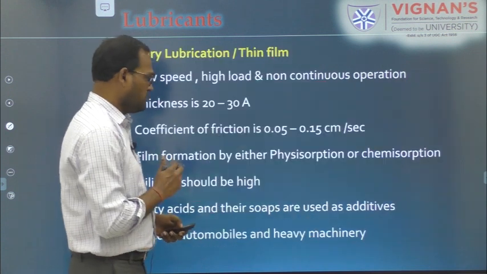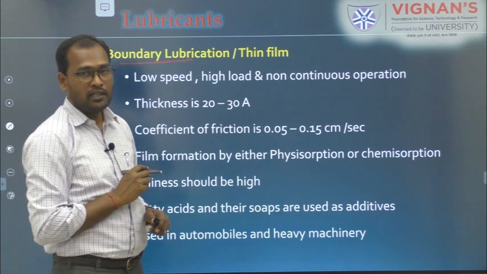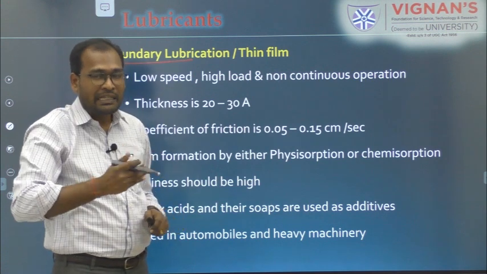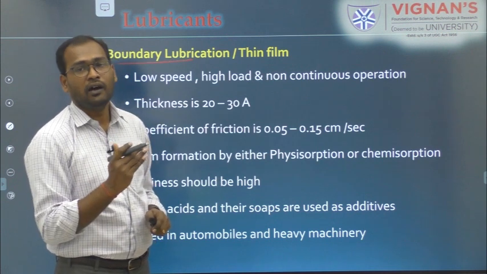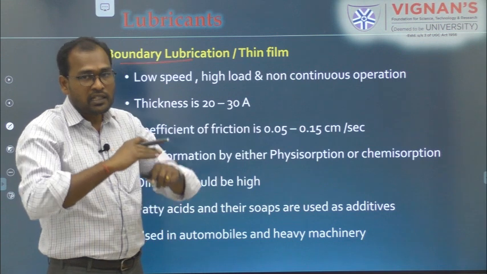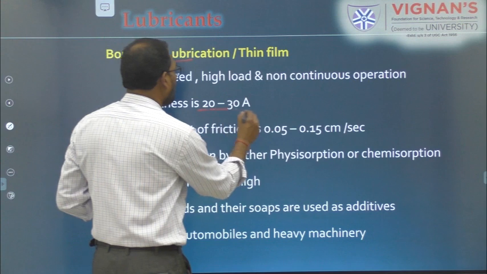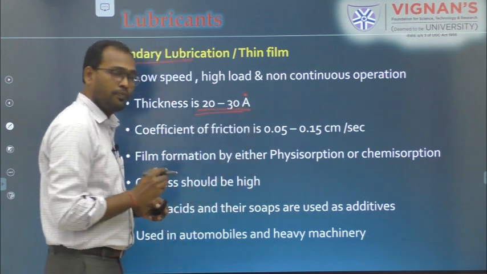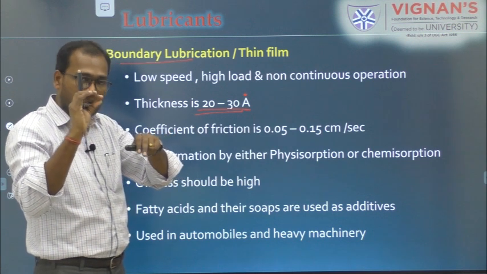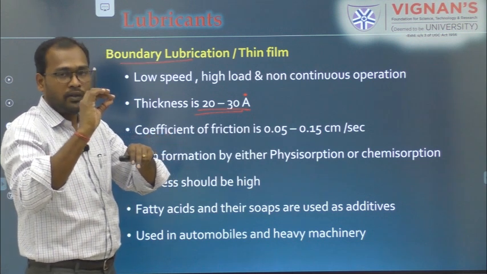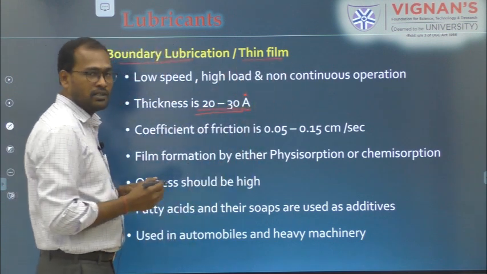Okay, right. Moving on to the next one, boundary lubrication, right? This boundary lubrication forms a thin film over the surface, and this thin film will be enough to reduce the friction, and the distance between the two surfaces for this mechanism will be between 20 to 30 angstrom units. Okay, so it will be very small, and this size of difference will be enough to make a thin film between the two surfaces, right?